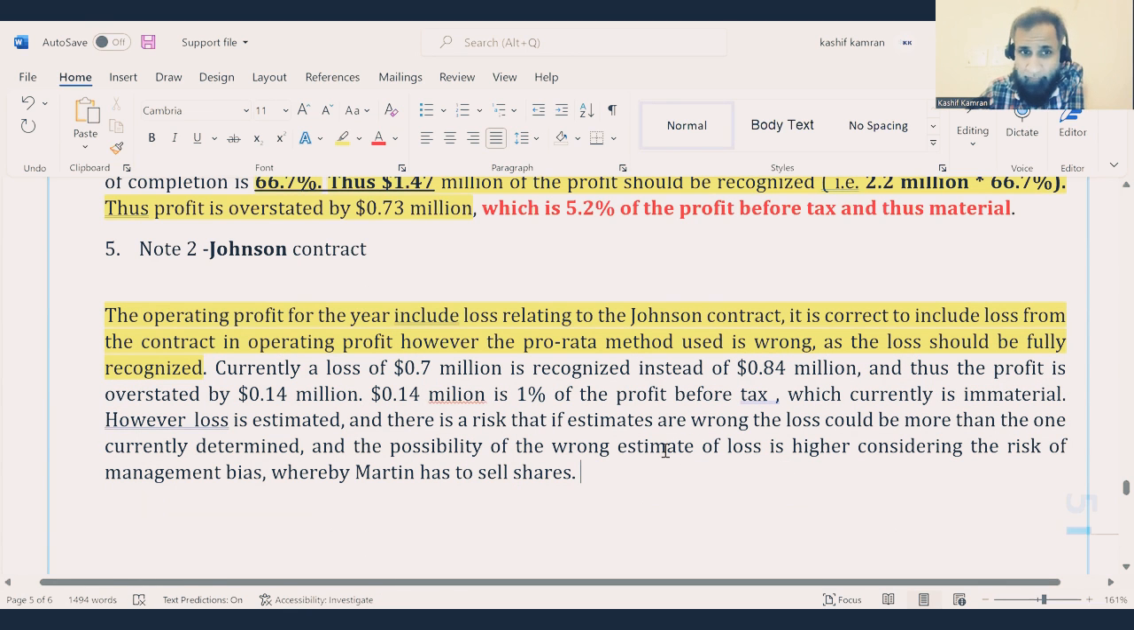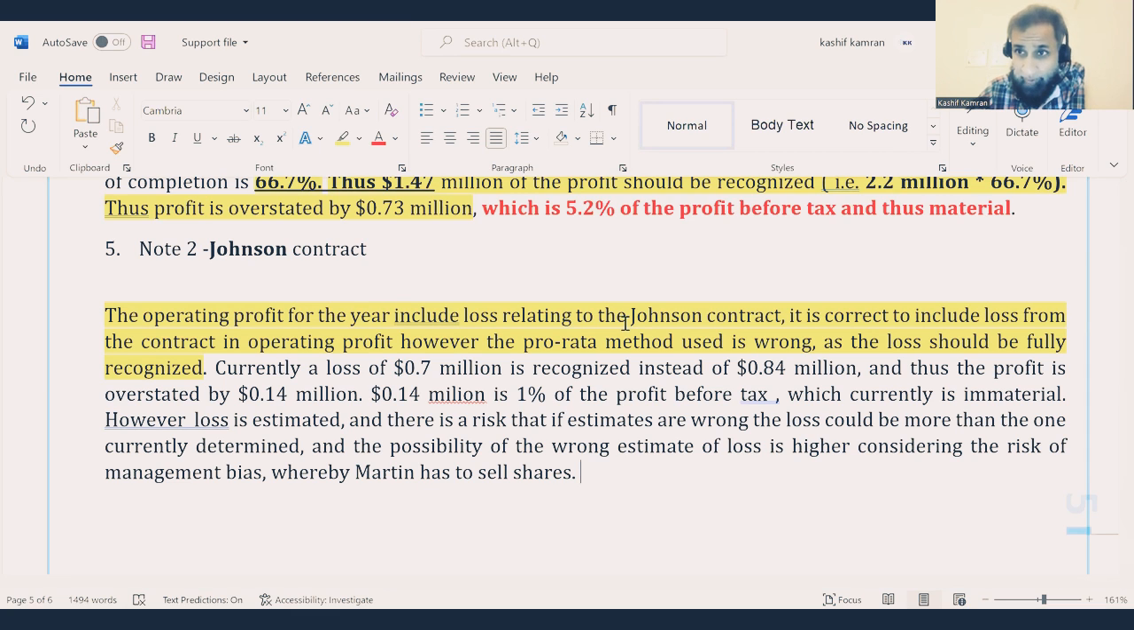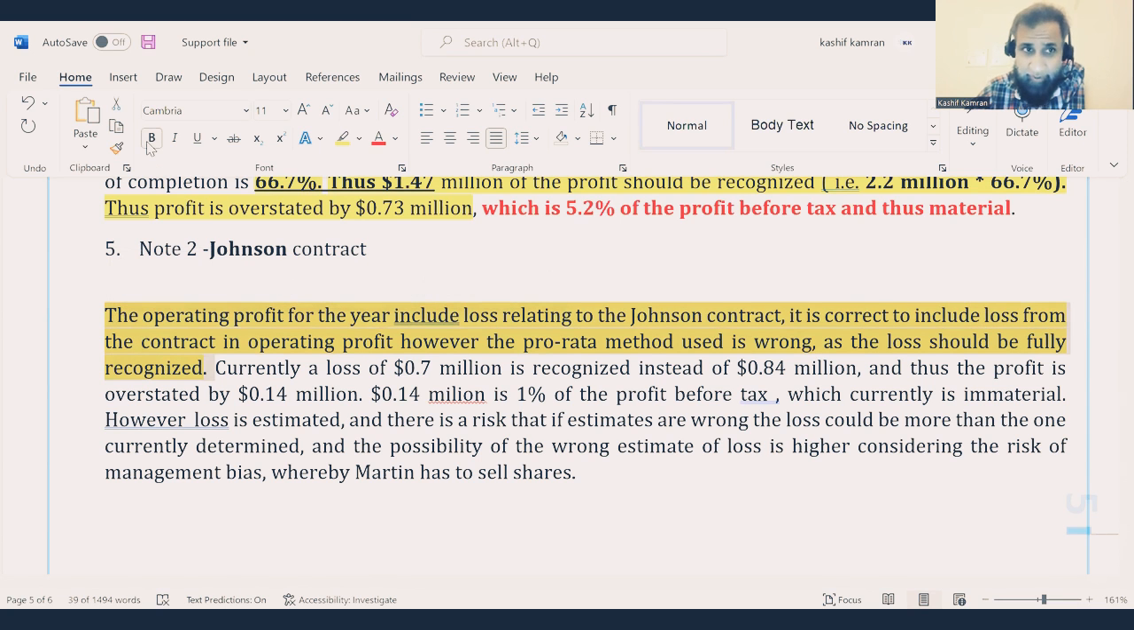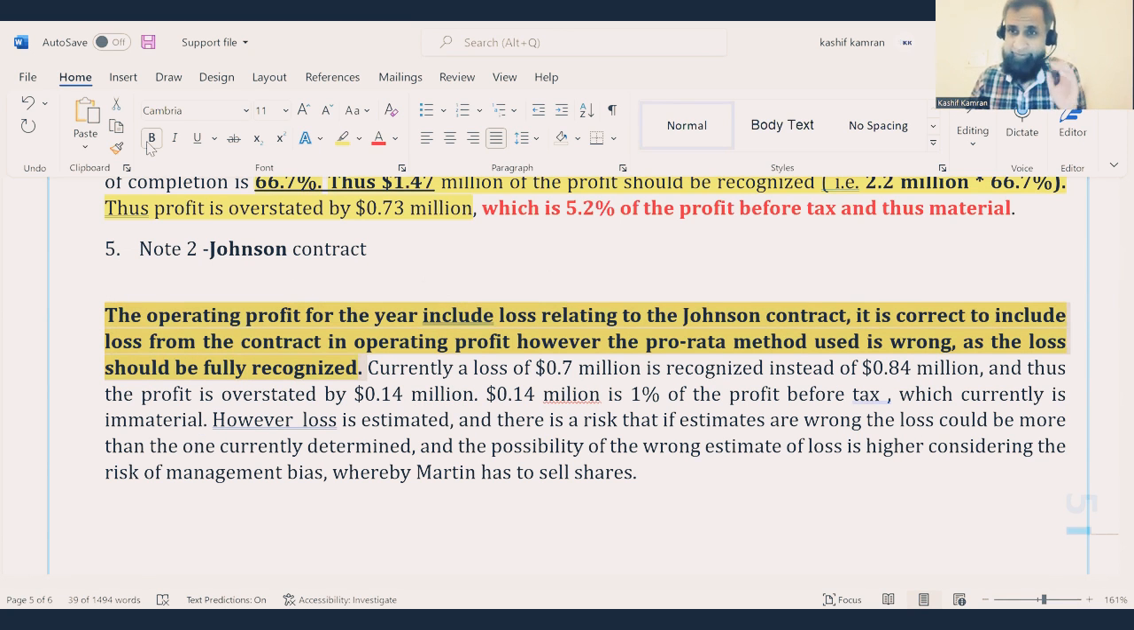The operating profit for the year includes a loss relating to the Johnson contract. It is correct to include the loss from the contract in the operating profit, right? However, the pro rata method is wrong, as the loss should be fully recognized. Look at this yellow sentence and tell me, do you agree with it? Should the loss be included in the profit? Yes. But should it be included on a pro rata basis? No, fully. So what mistake has the management made? Have they not recorded the loss? No. But have they recorded a wrong loss?